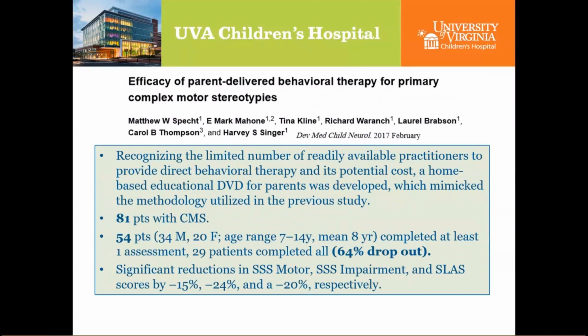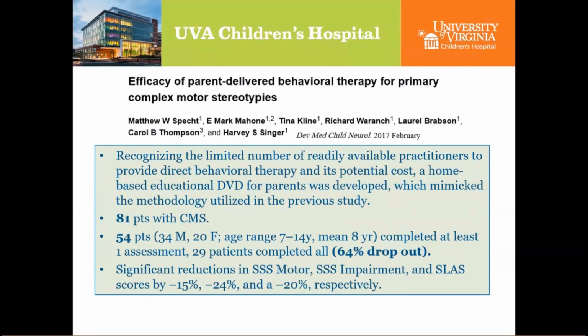So this study from 2017 by the same group showed whether we can do that with the help from the parents. So what they did was that they put the principles of the cognitive therapy that they wanted to do for patients with complex motor stereotypies on a DVD. They had like a handout for patients. They had an actual video that shows the kids what they're supposed to do. And they basically followed up these patients to see what happens with them. And they had a good number of patients. They actually started with 81 patients with complex motor stereotypies, but unfortunately, many of them did not complete the study. So they had a 64% drop out.